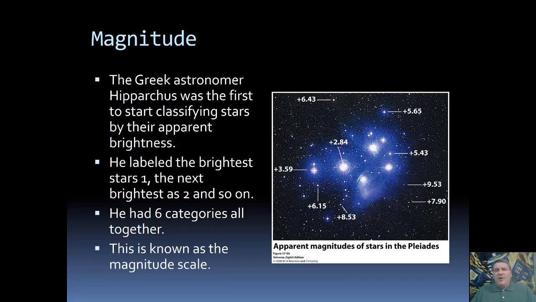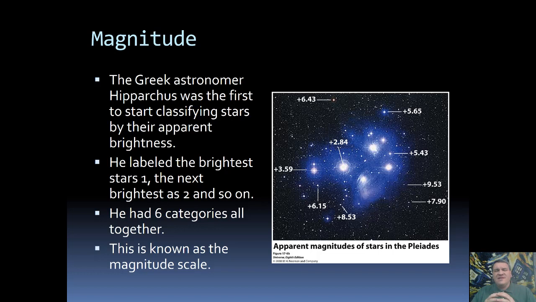Now, the Greek astronomer Hipparchus was actually the first to try and classify stars based off of their apparent brightness. So remember, the apparent brightness is how they appear to our eyes. What he did is he went out one clear, dark night, and the very brightest stars he could see, he labeled those number one stars. Then the stars that weren't quite as bright, he labeled those number two stars. Then the ones not as bright as that were number three, and he went down to number six, so that the category six stars were the stars that you could just barely see. If they were any fainter, you wouldn't actually be able to see them anymore.